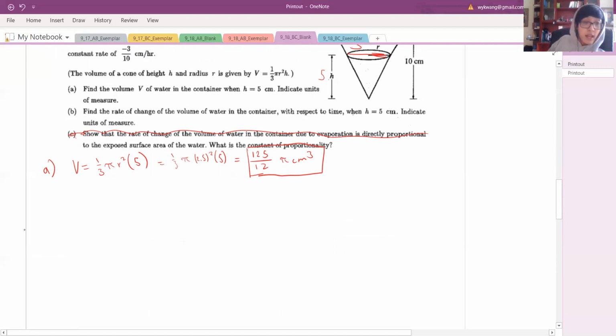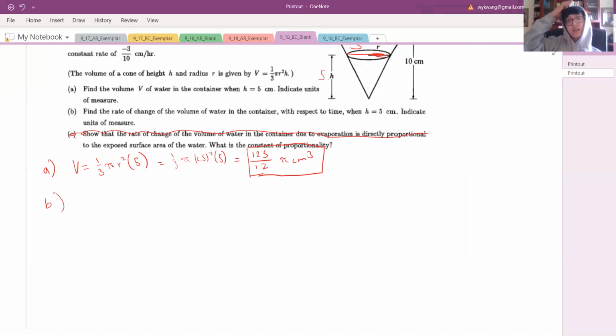Cool. Next, we're looking at problem B. Find the rate of change of the volume of water in the container with respect to time when H is equal to 5. Okay, so now we're looking at rates. This is where the whole related rates problem, all this implicit differentiation, comes in. So this is where we start doing all that stuff.